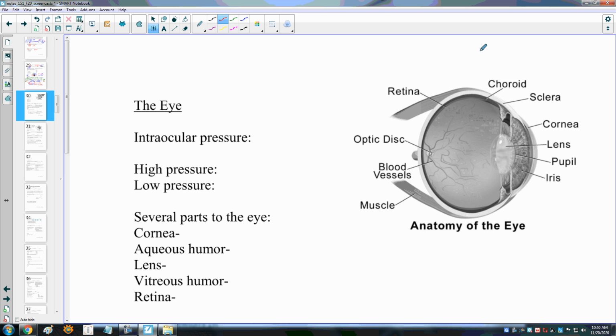Later, we'll get into the optics of the eye, and then also we'll look at the electricity that flows from the eye in the nervous system, how the eye is hooked into the nervous system. But right now, we're just going to look at the fluids in the eye. Several things that you need to know. The intraocular pressure. Intra means in, ocular means eye. It is the pressure inside of the eye.